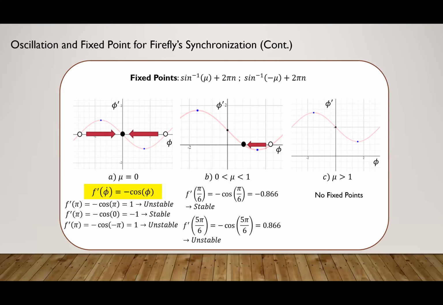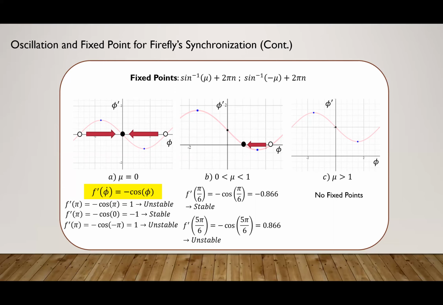We then continue with the analysis by taking the derivative of the function, which the result can be seen highlighted in yellow. For the first case, we could see the flow is towards a stable fixed point of 0, which corresponds to a value of -1. This means that when mu equals 0, the firefly and the stimulus are flashing simultaneously with a 0 phase difference, or in other words, the natural frequency of the firefly matches the frequency of the stimulus.